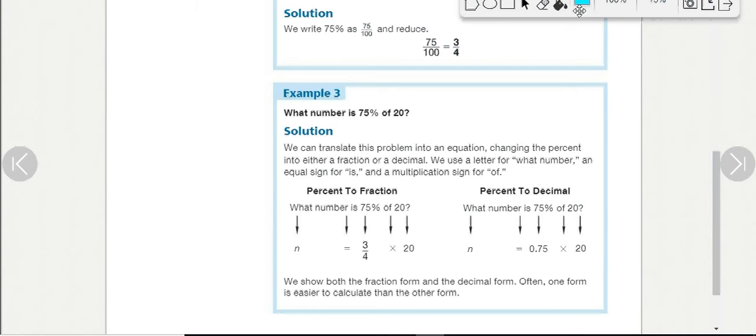Of means times, so 20 times 3, right? Because in multiplication we go across the numerators. 20 times 3 is 60. 4 times 1 across the bottoms is 4. 60 divided by 4: 4 fits in 6 once, leaves us with 2. 15, the short version.